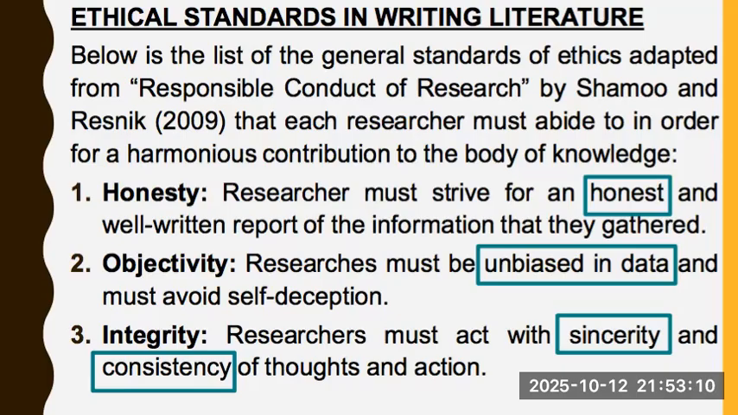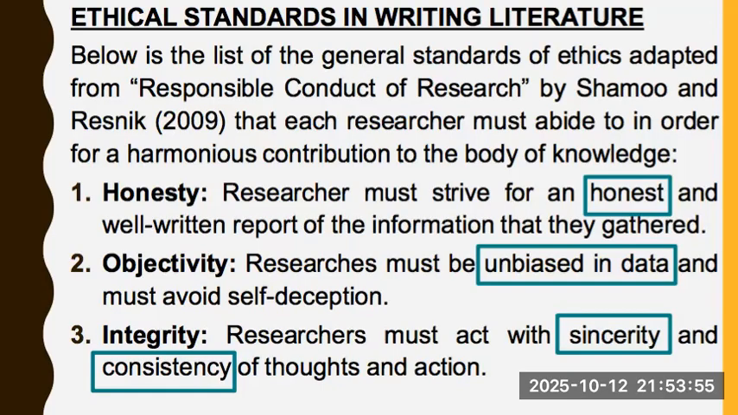The first is honesty. Whenever we say honesty, we try to report findings and sources truthfully. We do not make up data, we do not invent sources or alter results to support your hypothesis. Honesty preserves the integrity of your research. If readers discover that data were fabricated or your sources are invented, the research or the researcher's credibility is severely affected, if not damaged. So honesty is very important as one of the ethical standards in writing literature.